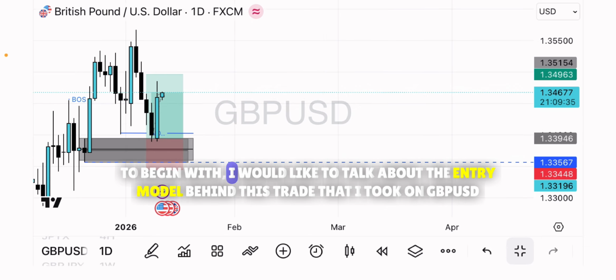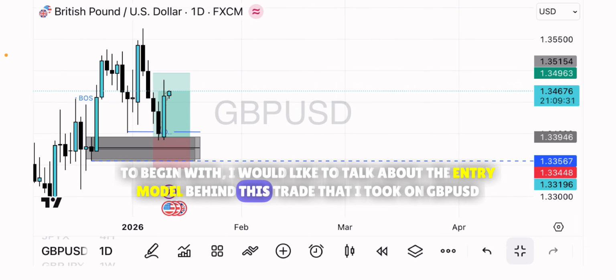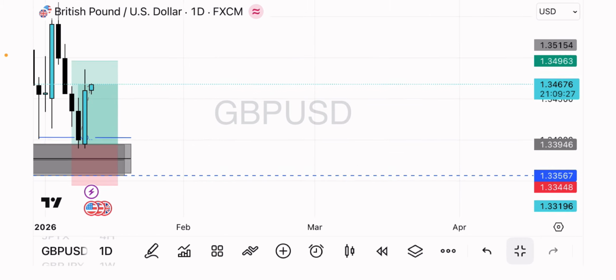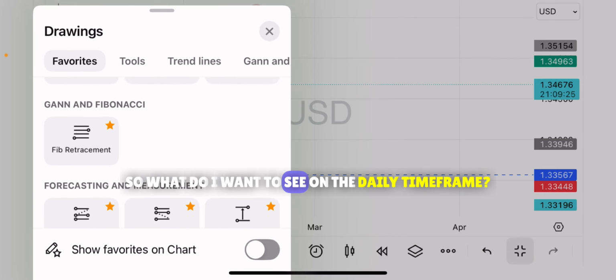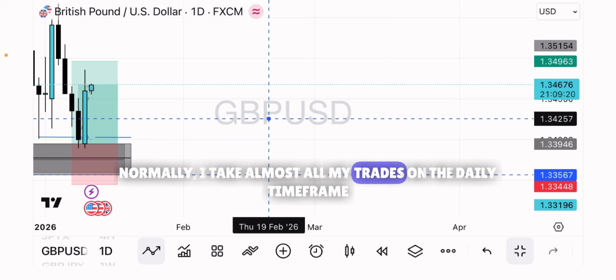To begin with, I would like to talk about the entry model behind this trade that I took on GBPUSD. It's a very simple trade. So what do I want to see on the daily time frame? Normally I take almost all my trades on the daily time frame.